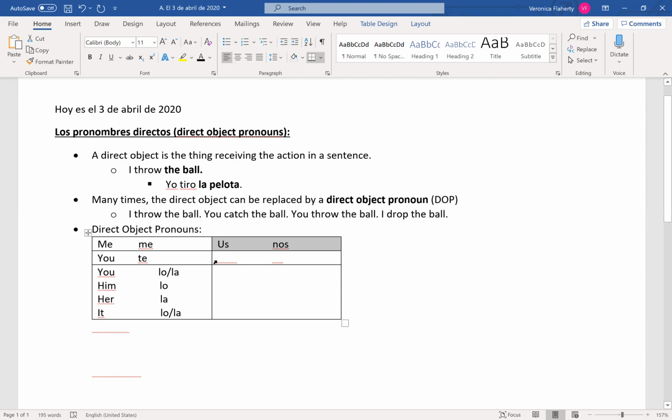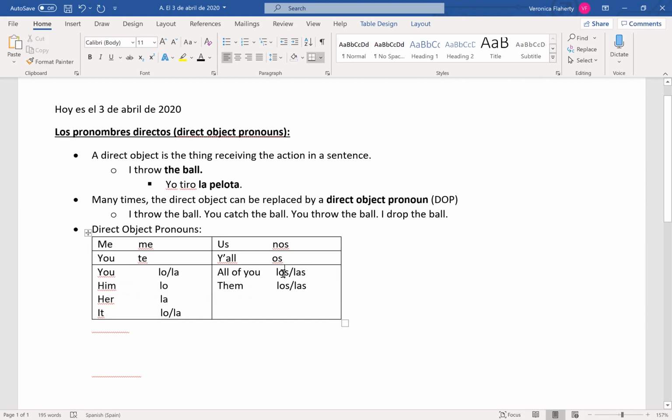Okay. These ones should be familiar because they look just like reflexive pronouns. The top four look just like reflexive pronouns, and the bottom ones don't. So nos and os should look familiar. And then for all of you, which would compare with ustedes, or for them, which would be either ellos or ellas, we have the same rationale.